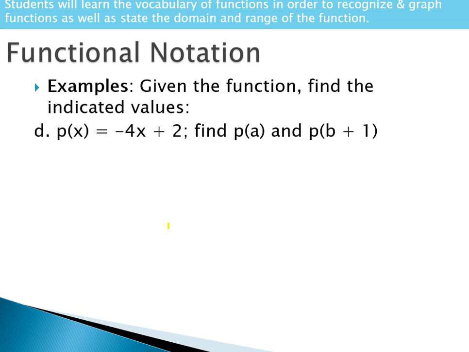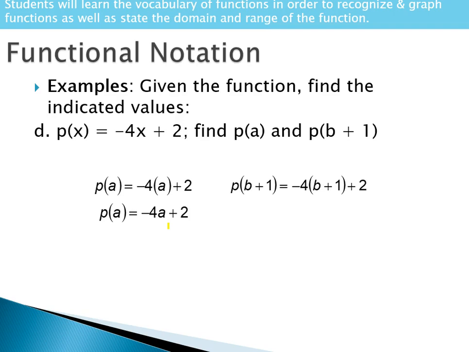Now this one gets a little bit more complex. What they want you to do is substitute the variables in and simplify. So we're going to put a in for x. Doesn't change anything except now x is an a. And then we're going to put b plus 1 in for x. So now we're going to distribute that and combine like terms. So that does change things a little, but you just follow the algebra.